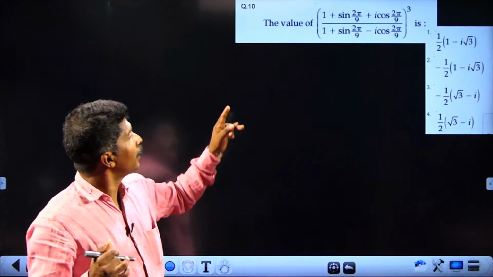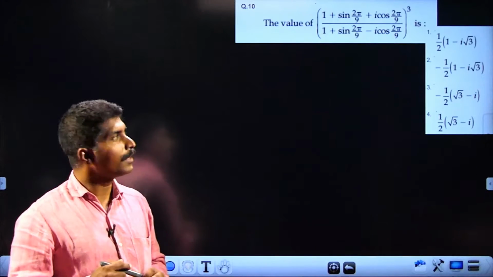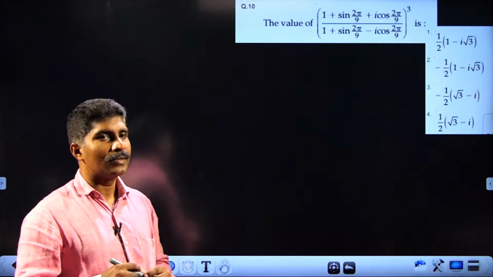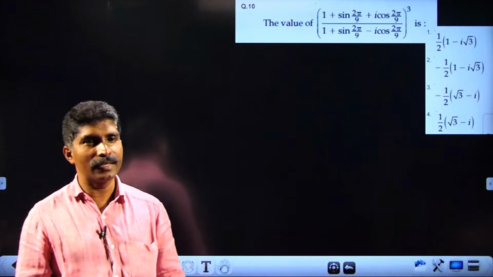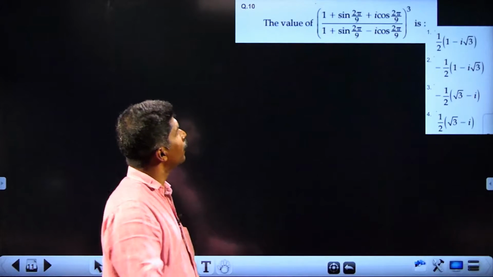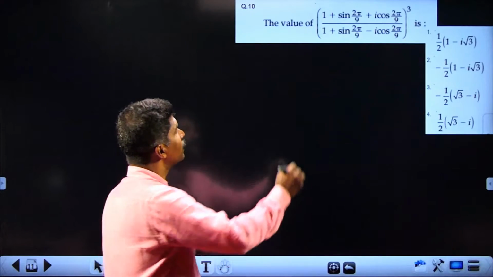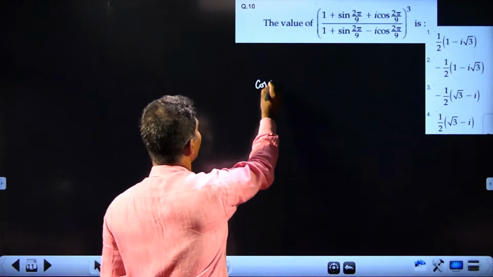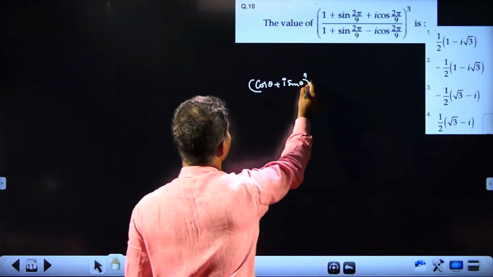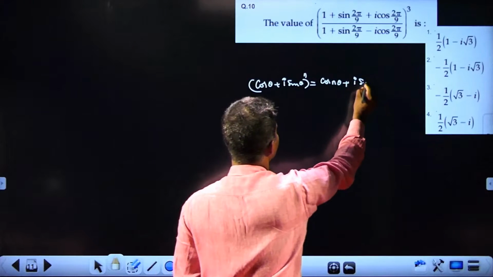Yes. Again, a problem from complex numbers. And I already told you that in complex numbers and quadratic equations, very few concepts are discussed in our NCERT. We have to go ahead of that. Here we will apply De Moivre's theorem. De Moivre's theorem is actually cos theta plus i sin theta whole raised to n, that is equal to cos n theta plus i sin n theta.